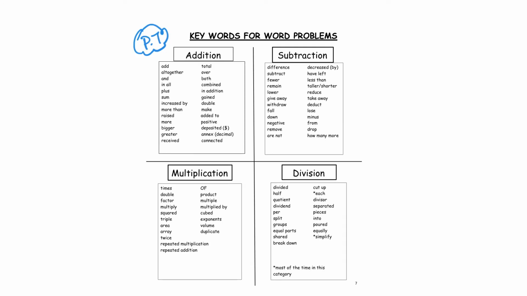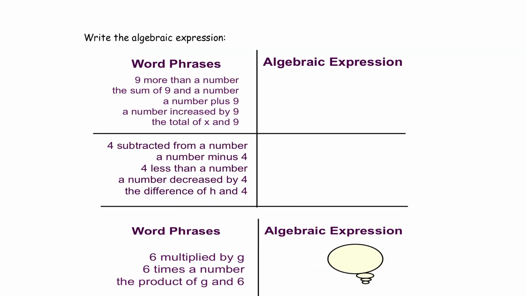Here are the keywords from page 7 in your workbook. If you'd like to use some of these keywords, you will definitely see a lot of these in the upcoming lessons. On this page, we're going to write the algebraic expression. We're going to look at some examples. In this column here, we're going to look at the actual word phrases. And on this side, we're going to look at the algebraic expression that would represent the actual word phrases.